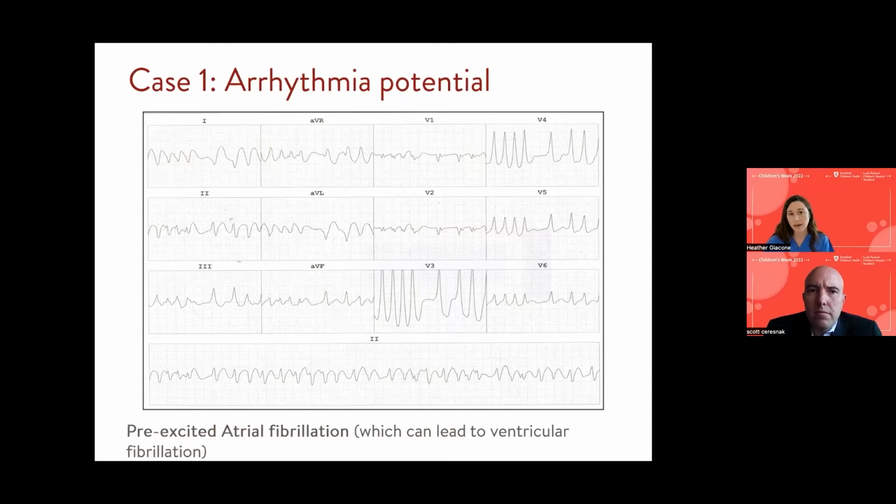fibrillation. Much as in our adult population, we're always worried about atrial fibrillation with rapid ventricular conduction, so allowing that ventricle to beat faster. But even more so in patients with WPW, because a lot of times these pathways are very much unregulated, and if they can go quite fast, so can the ventricle.